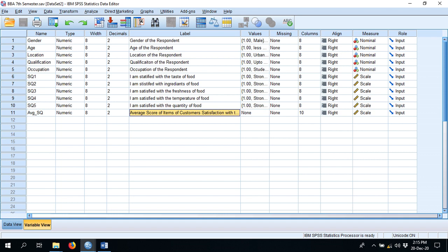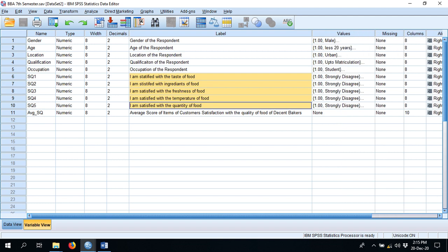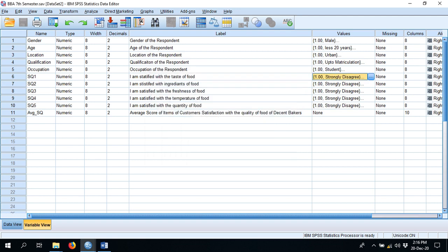So we have items regarding customer satisfaction level with the taste of food, ingredients of food, freshness, temperature, and quantity of food. Let's check whether there exists a correlation between these variables. And keep in mind, these are scale variables. As you can see, they have been measured from strongly disagree to strongly agree, and this is the scale. It means they have been measured on a 5-point Likert scale.